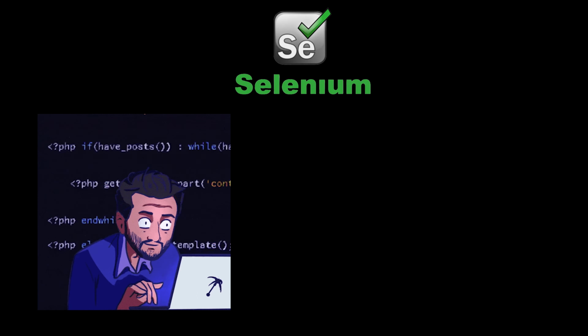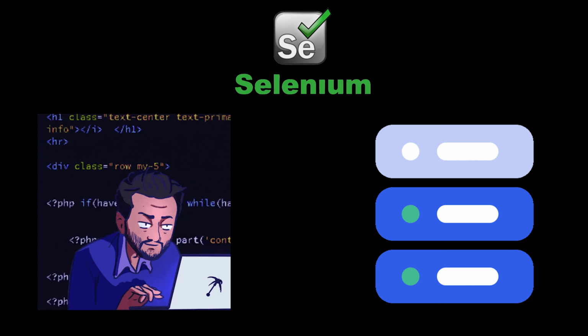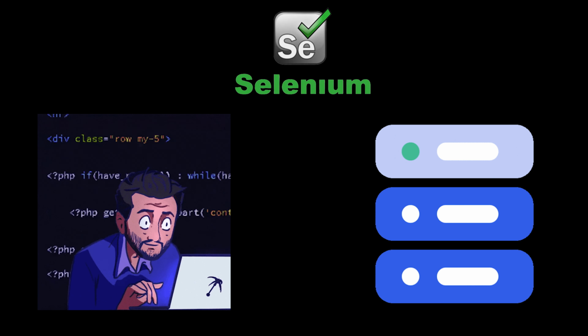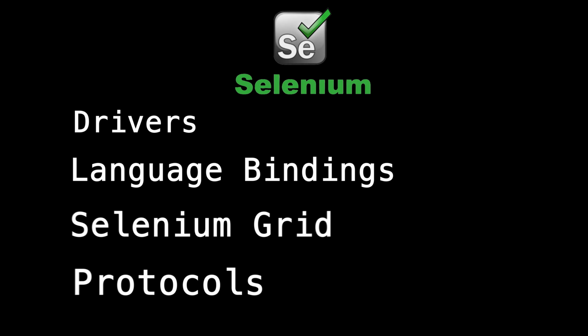And that's Selenium. At its core, Selenium is nothing more than a distributed client-server system for sending browser automation commands. Everything else, drivers, bindings, Grid, protocols, exists to make this conversation possible.